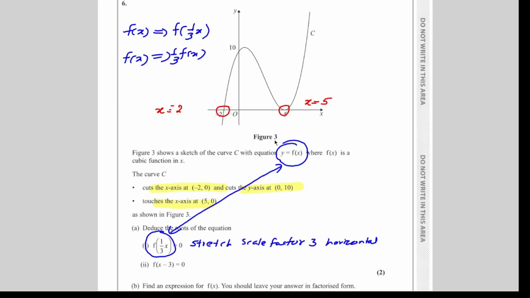These are the two equations: x equals 5 and x equals minus 2. Now we need to write the equation for these two. How do we write the equation for these two?